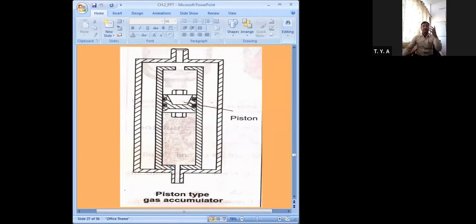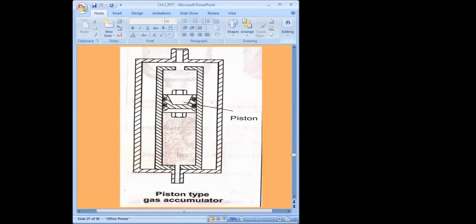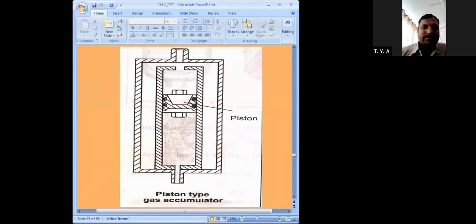That potential energy of the gas is going to apply force on your hydraulic oil, and due to that only your hydraulic oil under pressure will come outside of this portion. So that is a piston type accumulator.